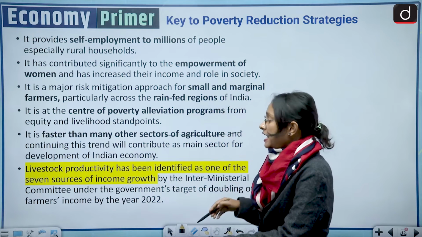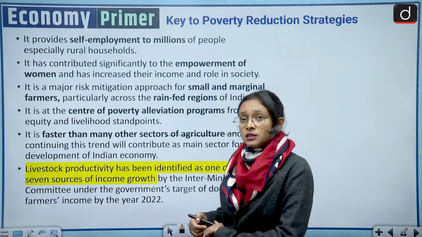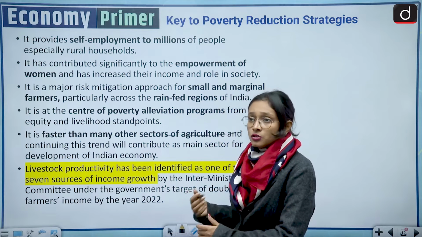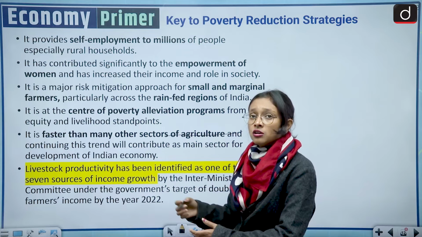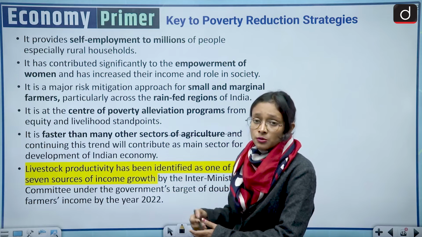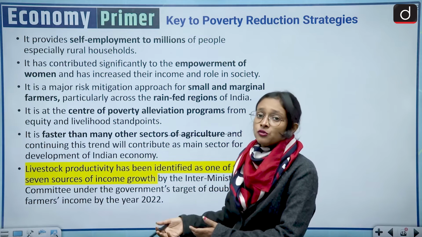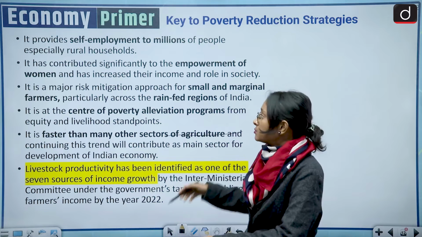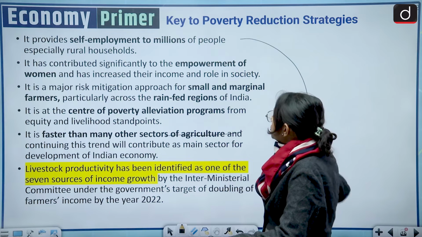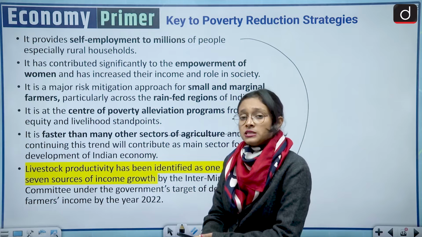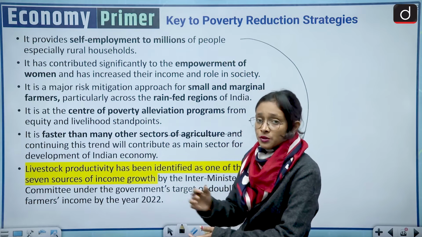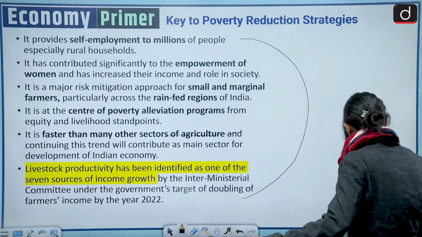And they are faster growing than many other sectors of agriculture. When it comes to doubling our income, the government has stated that the livestock economy is the 7th largest economy. In this way, we can also double our farmers' income. These are the keys to increasing wealth for farmers and more sustainability in their lives. Moving to the next slide.